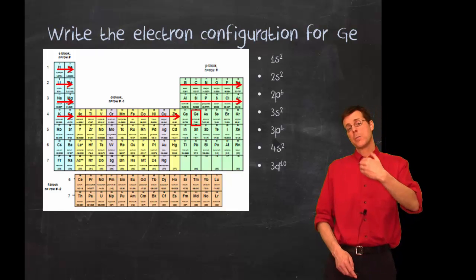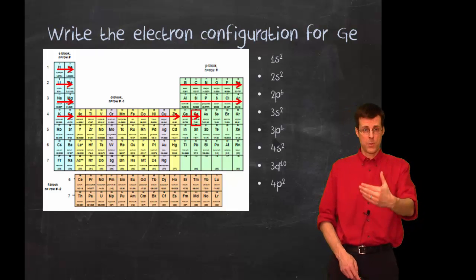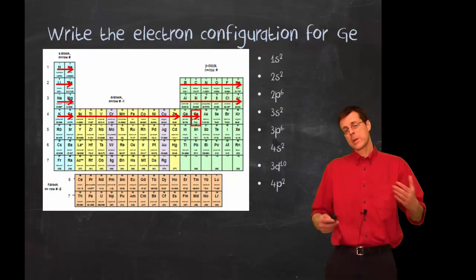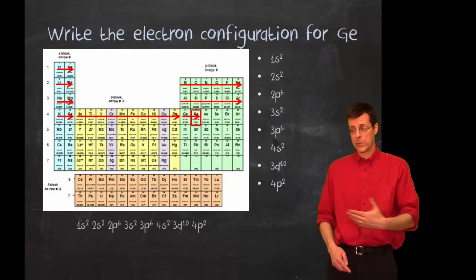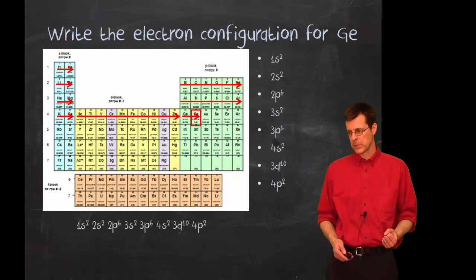Almost there. Now I'm back into the tall columns, and N is the row number. So my last two electrons are 4p2, because N is the row number and I'm in the P block, the last 2 electrons. If you count up all those electrons, you would find they have the correct number for germanium, which is 32 electrons.